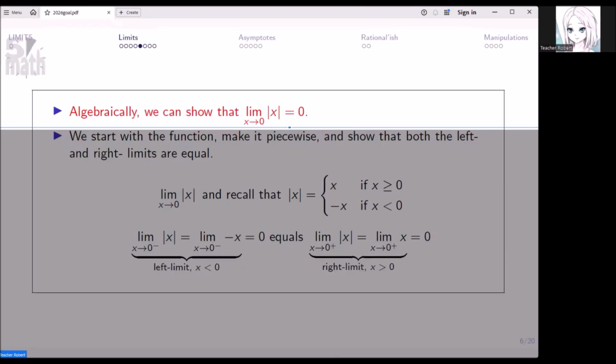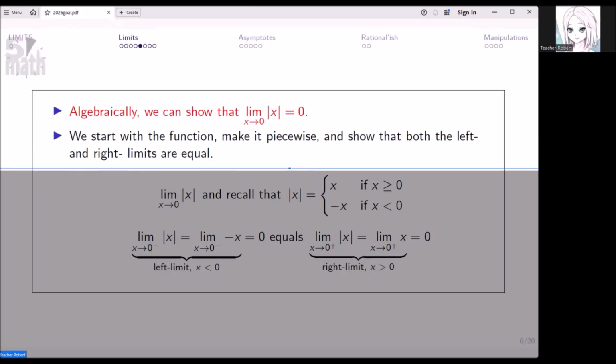Algebraically, we can show that limit as x approaches 0, absolute value x equals 0. We start with the function, make it piecewise, and show that both the left and right limits are equal.